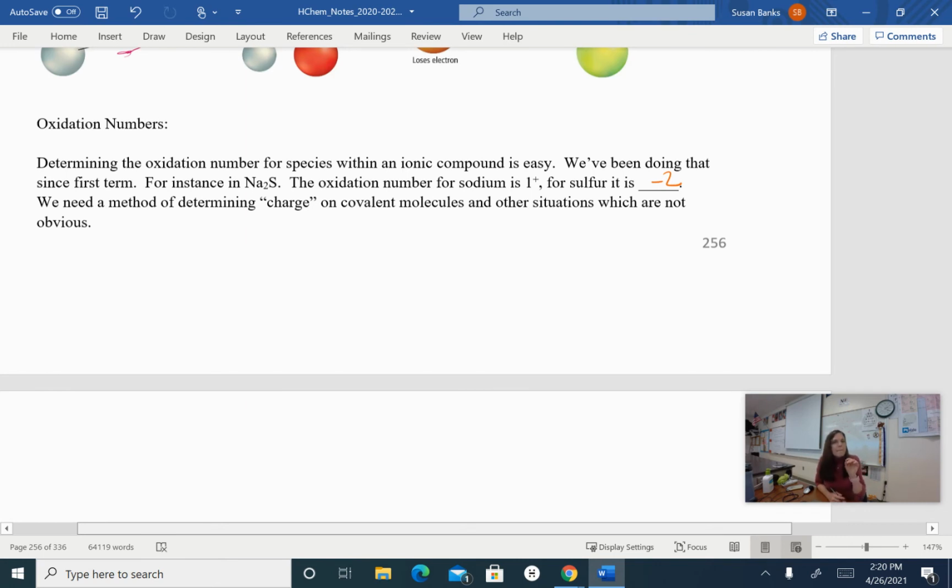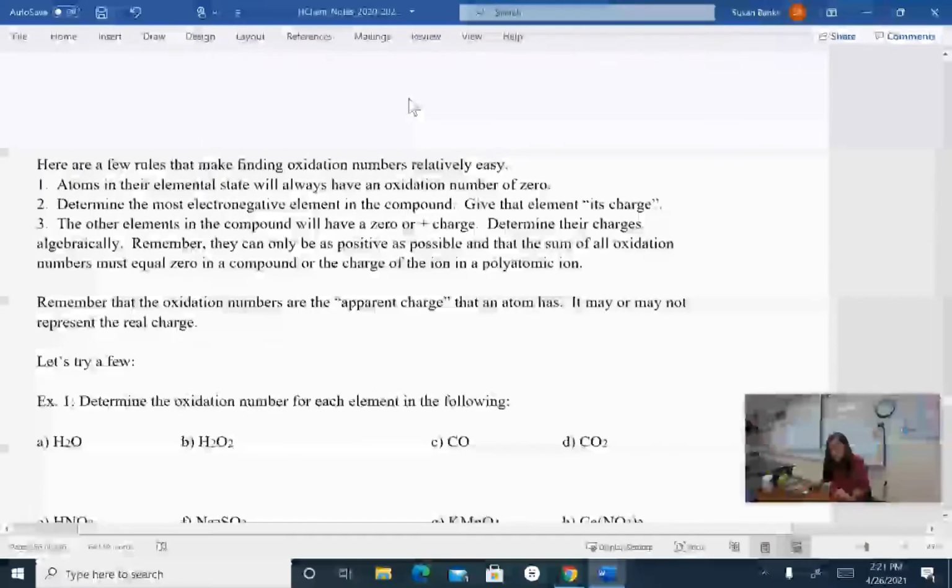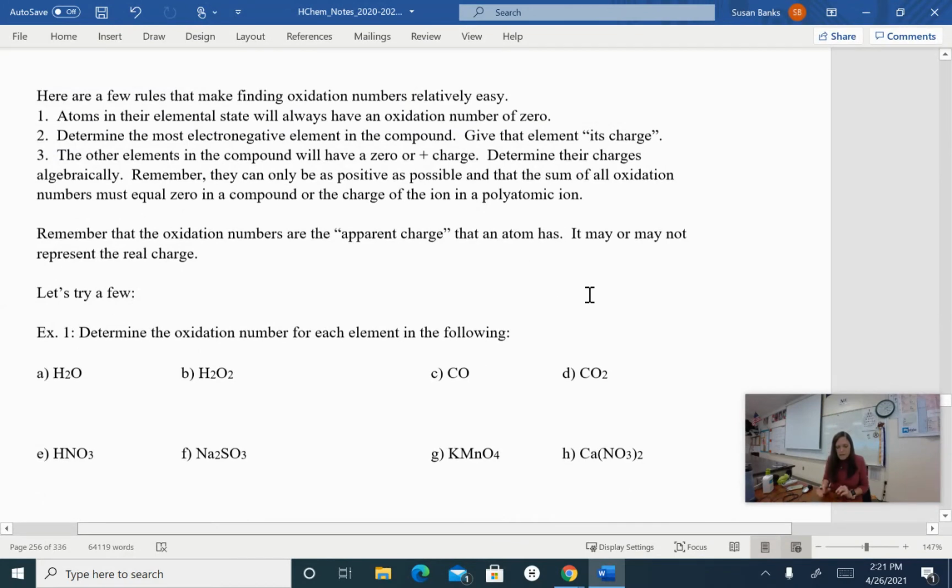But we need a method of determining a charge on covalent molecules and in other situations that are not obvious. Like, what about covalent compounds? They don't have charges, do they? Technically, no, but it's a way of bean counting and looking at where electrons are going. So here are a few rules that make finding the oxidation numbers relatively easy.